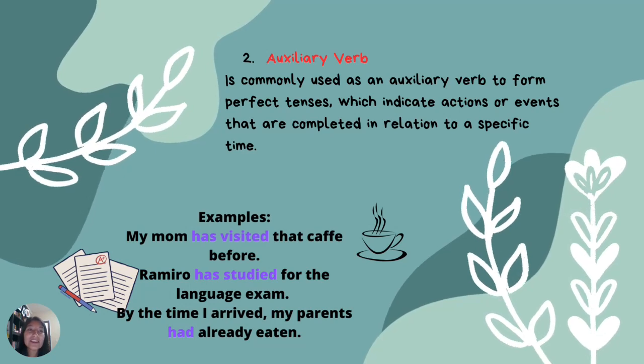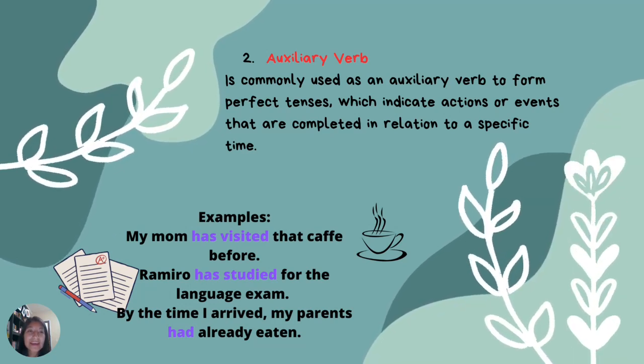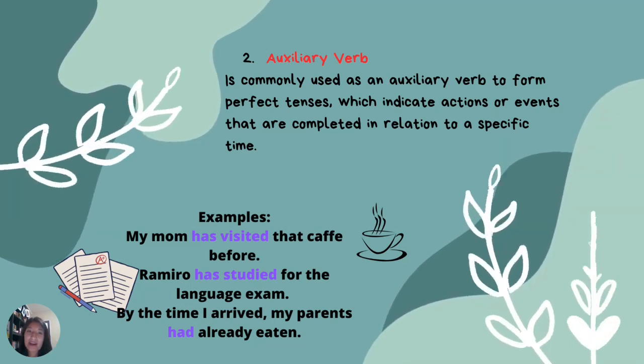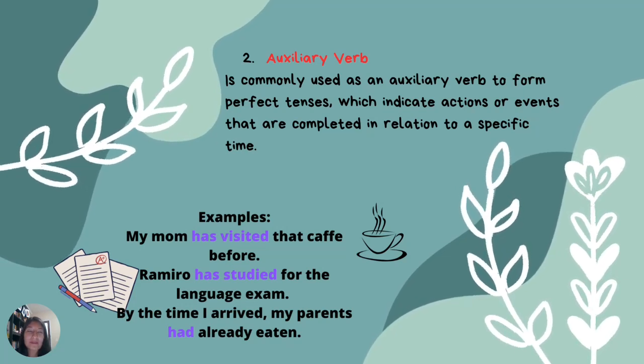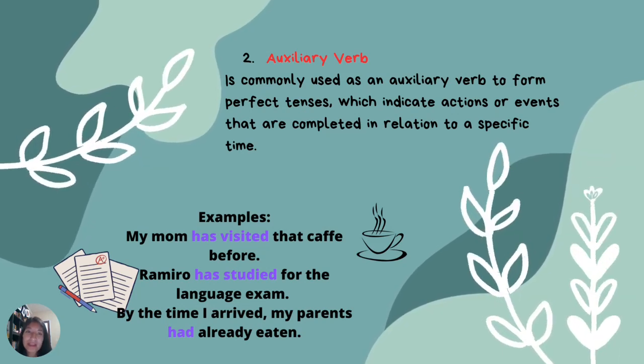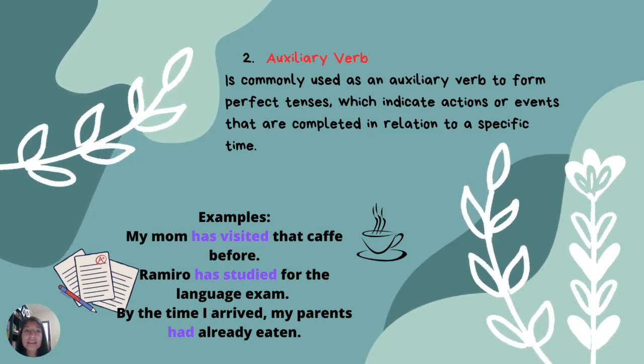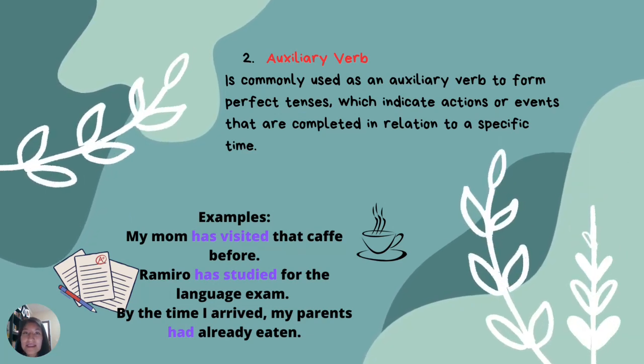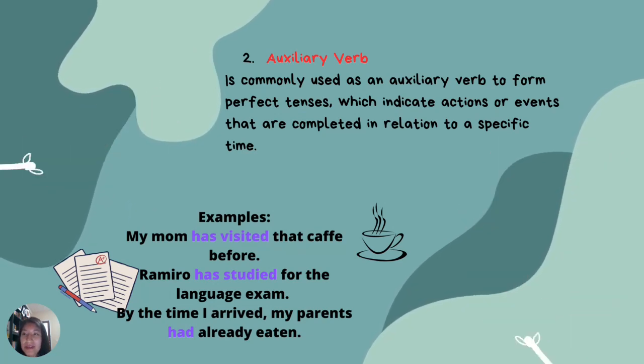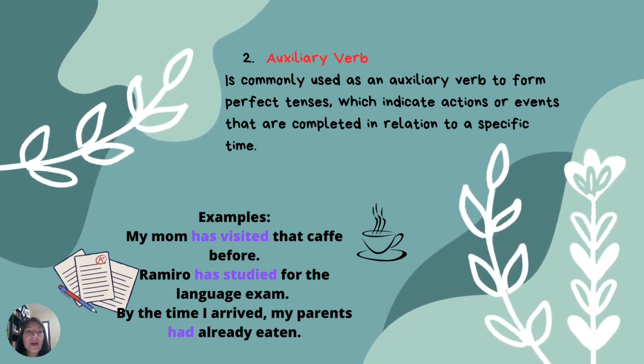And the second function is as an auxiliary verb. It is commonly used as an auxiliary verb to form perfect tenses, which indicate actions or events that are completed in relation to a specific time. For example, my mom has visited that cafe before. This sentence is in present perfect. Ramiro has studied for the language exam.